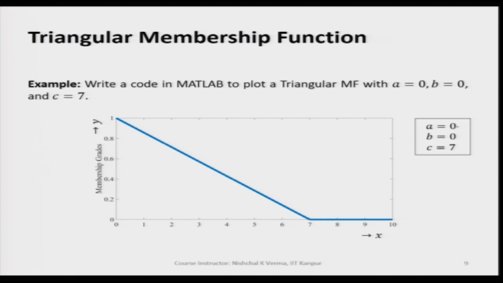If we give two vertices at 0, 0, it means two vertices are at 0. We see here these two vertices of the triangular membership function are at 0 and the third one is at 7. So, we see this kind of shape gets generated. This is also a triangular membership function whose two vertices are at 0 and the third vertex is at 7. This kind of membership function is also called a left open triangular membership function.